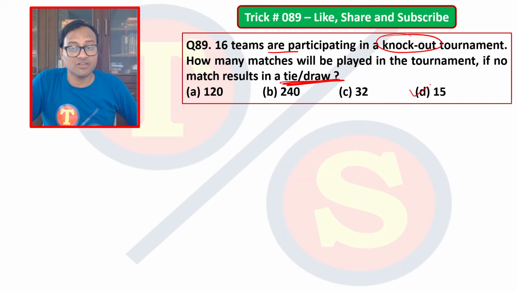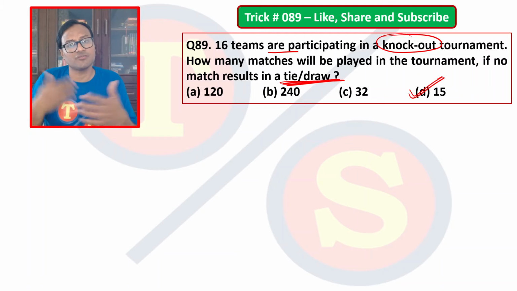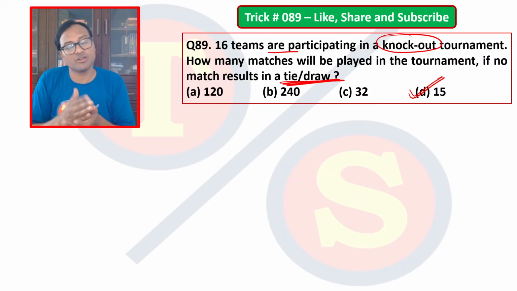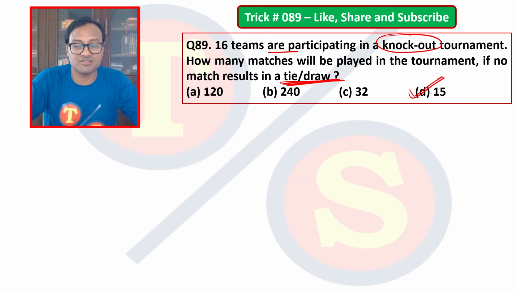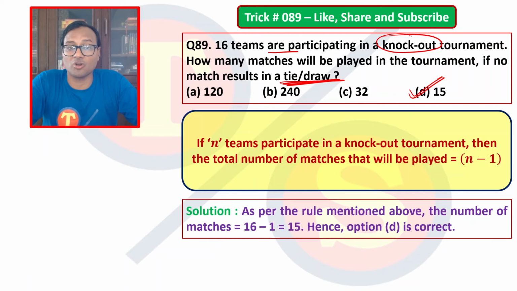So definitely 15 matches will be played. Only 15, not more than that. Because in every match, one loser will be there who will be out of the tournament immediately. So we need 15 losers, so 15 matches will be played. In the end, only one team will be left, which will be the winner of the tournament. So that is the logic of this type of question. If there are n teams participating in a knockout tournament, then the number of matches played will always be n minus 1.